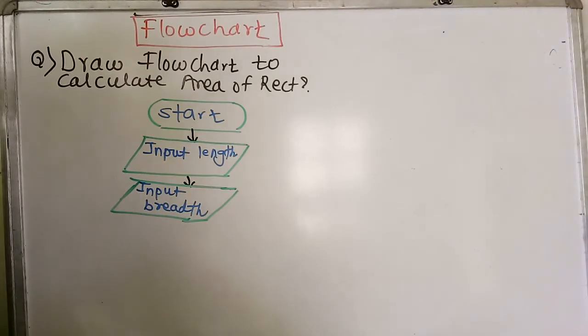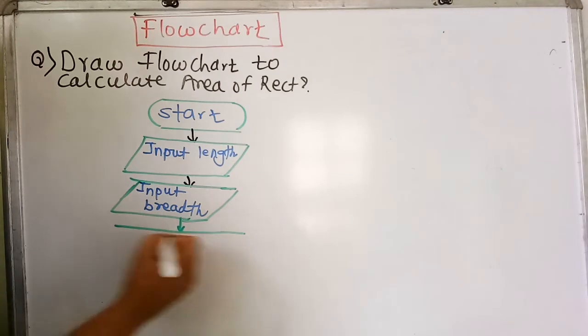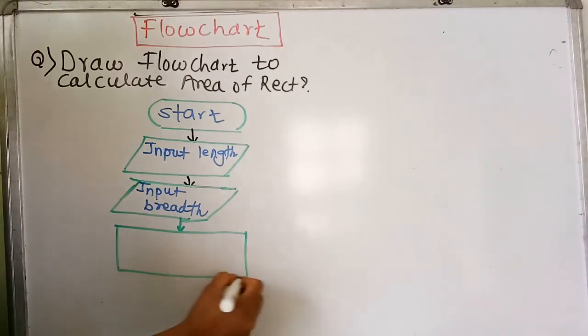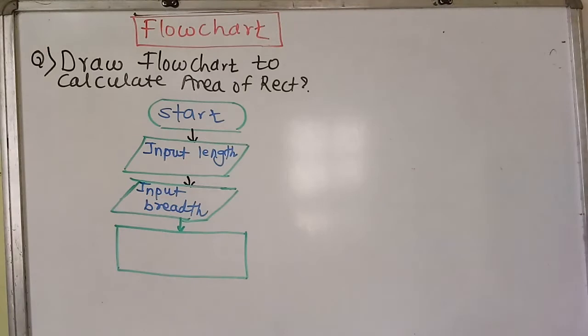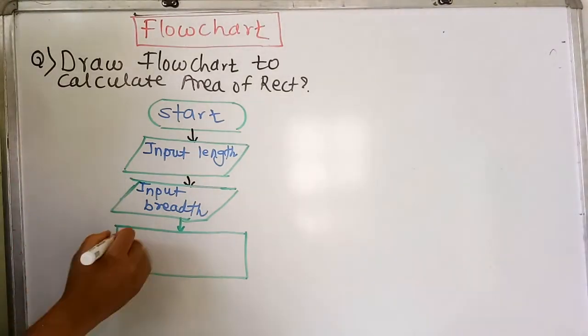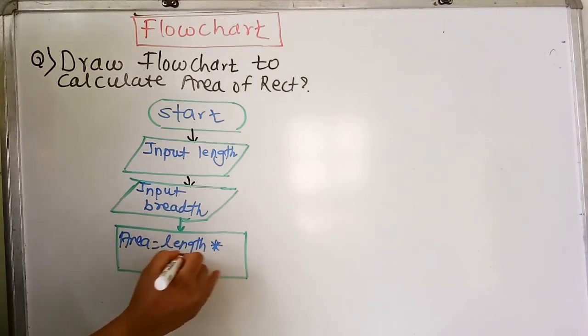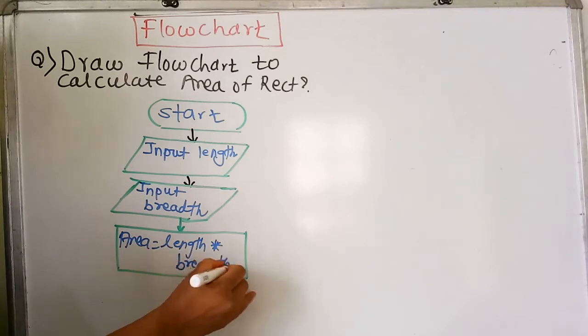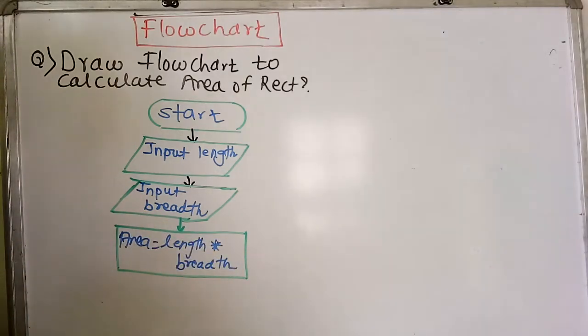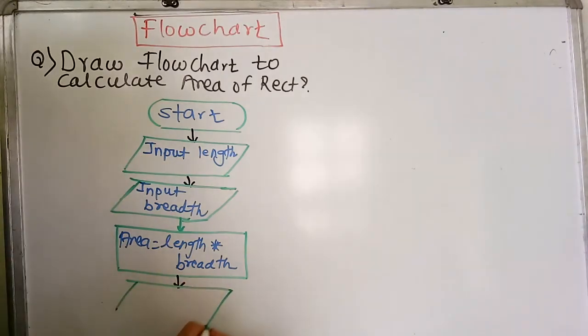We only have to calculate the area. For calculating the area, we use a rectangle symbol, that is this symbol, and simply write area equals length into breadth. Now our half task is done. We have to simply print that, and for printing we again use this symbol, and write print area.